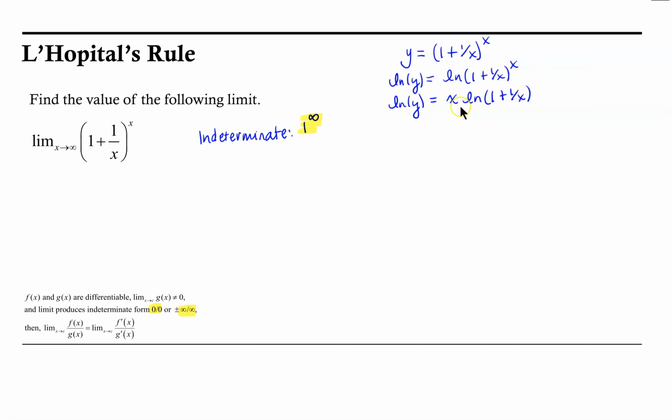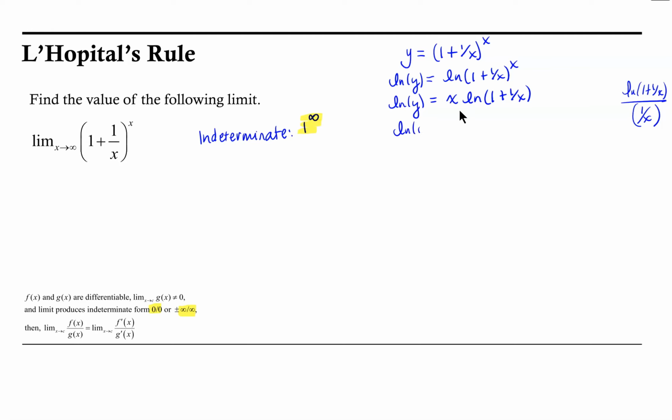So looking at the right-hand side of this equation, I have two possible ways to create a quotient. One would be to rewrite the right-hand side as x over 1 over ln of 1 plus 1 over x. The other being ln of 1 plus 1 over x over 1 over x. So we're going to choose the simpler of these two. So we'll not use the first option. That's far more complicated. And keep in mind that, in essence, when we move this x to the denominator, we use its reciprocal.